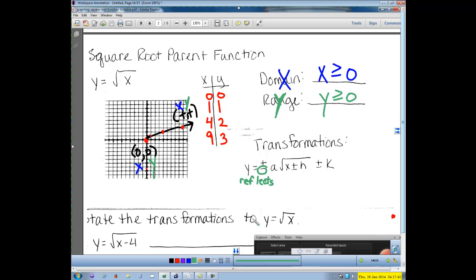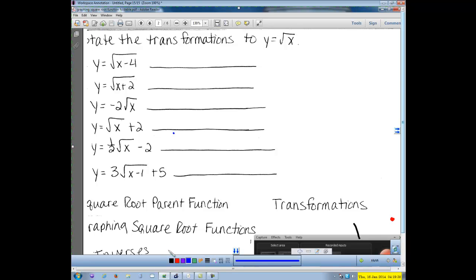If there is a number in front, it's going to either stretch or shrink your graph. And if it's inside the radical, x plus or minus h, it will move right or left. And this one is tricky because it moves opposite of the way we would think. And the last part is the k, and it moves up or down depending on the sign. State the transformations to y equals square root of x.